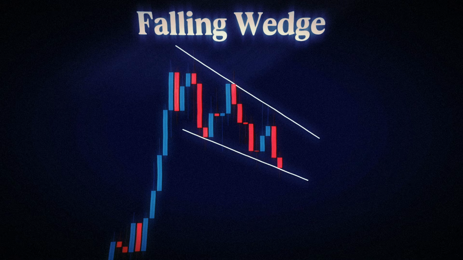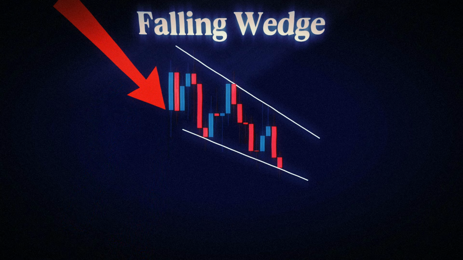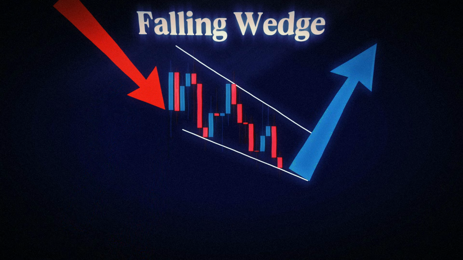The falling wedge is a bullish pattern formed by downward-sloping, converging trend lines. Price makes lower highs and lower lows within the wedge, but the movement tightens over time. This pattern can develop during both uptrends and downtrends, but it is typically seen as a reversal signal at the end of a downtrend. Confirmation comes when the price breaks above the upper trend line. A break with strong volume or a retest that holds support adds further credibility to the signal.